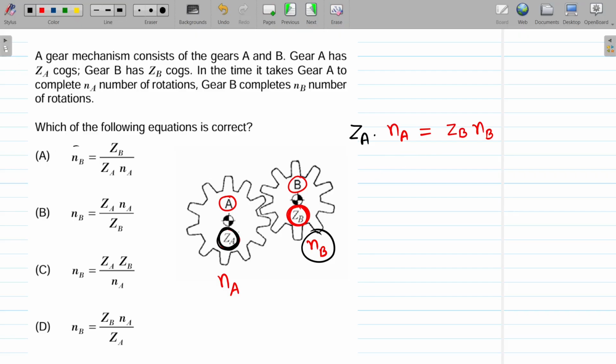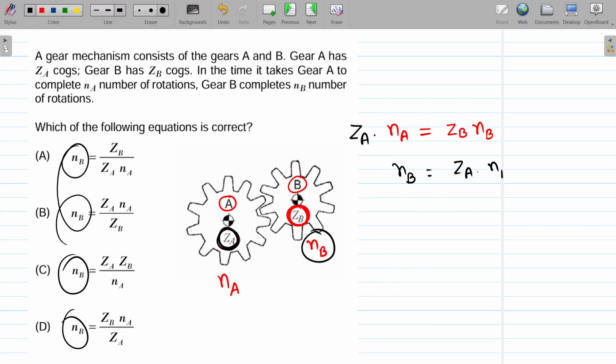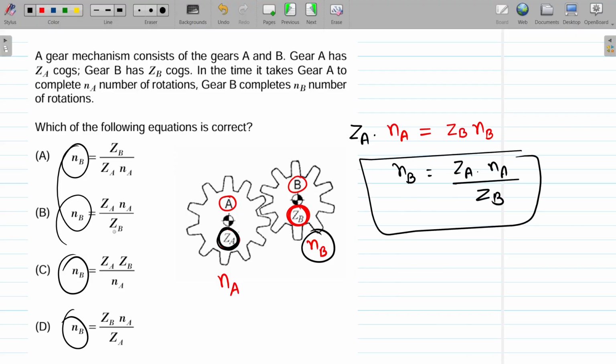So from here we have to find the subject. We have to make NB the subject. So make NB the subject, and you will get ZA into NA upon ZB. Please find the suitable option. So it should be ZA NA upon ZB. So option number B should be correct.